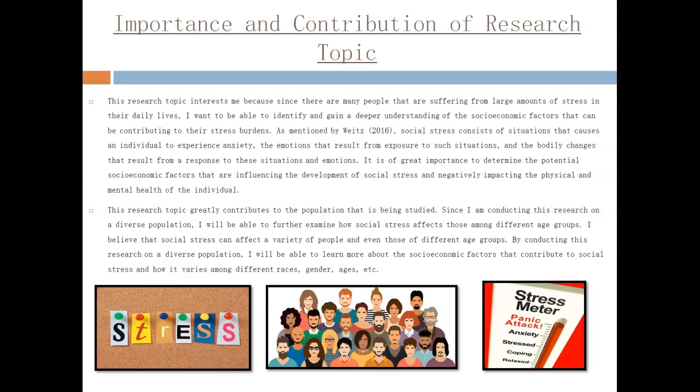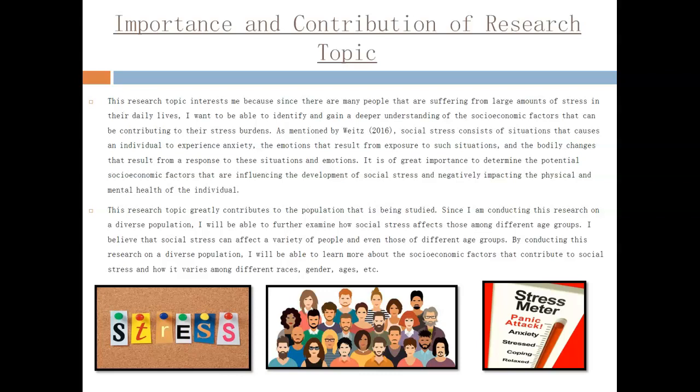So, the importance and contribution of the research topic. This research topic interests me because there are many people suffering from large amounts of stress in their daily lives, and I want to identify and gain a deeper understanding of the socioeconomic factors that can be contributing to their stress burdens. As mentioned by Waits, social stress consists of situations that cause an individual to experience anxiety, the emotions that result from exposure to such situations, and the bodily changes that result from a response to these situations and emotions. It is of great importance to determine the potential socioeconomic factors that are influencing the development of social stress and negatively impacting the physical and mental health of an individual.